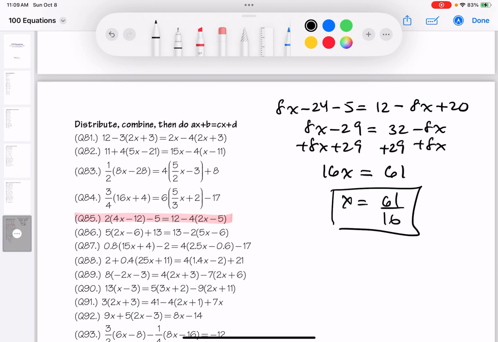Put a little box in that. And let's see if it's true. All right, how do you see if it's true? You plug it in. Let's write this down. So it's 2. 4 times that number is 61 quarters.